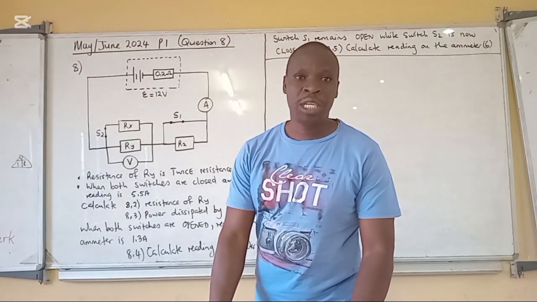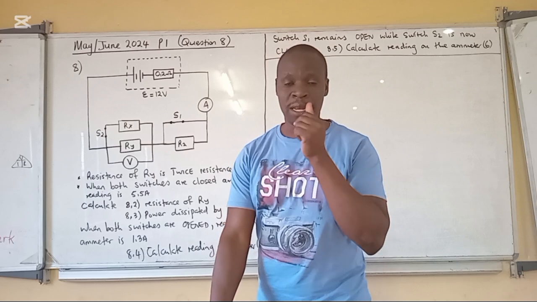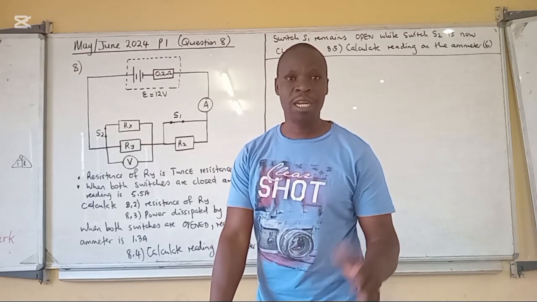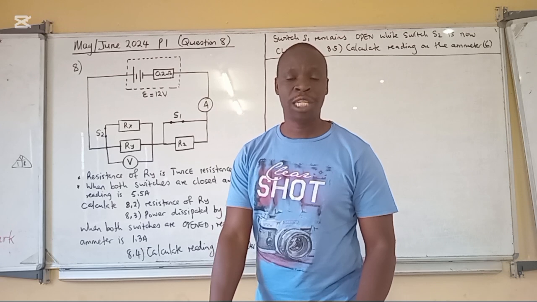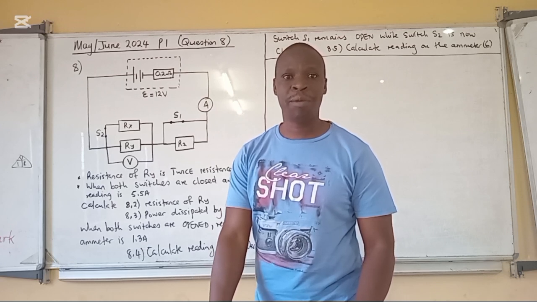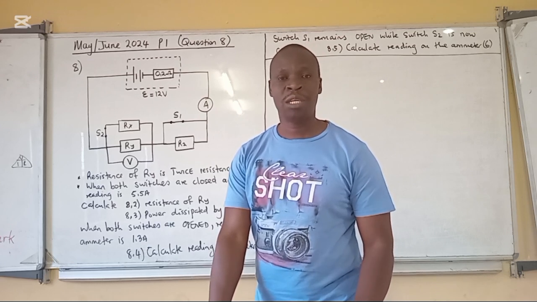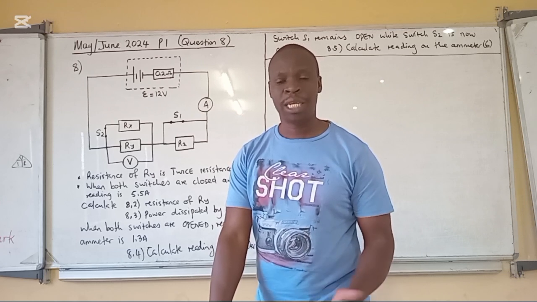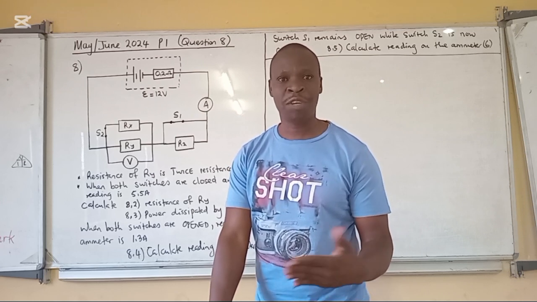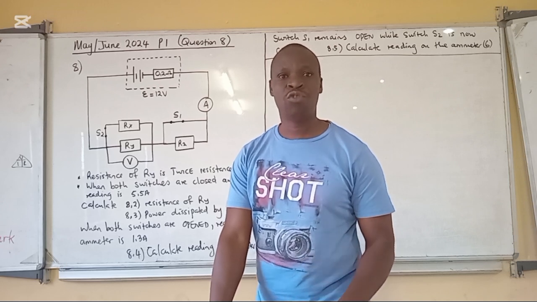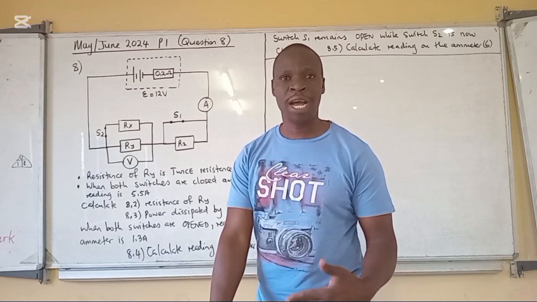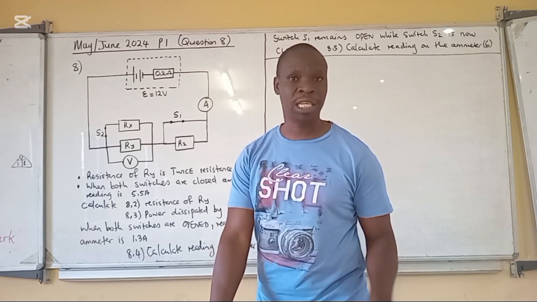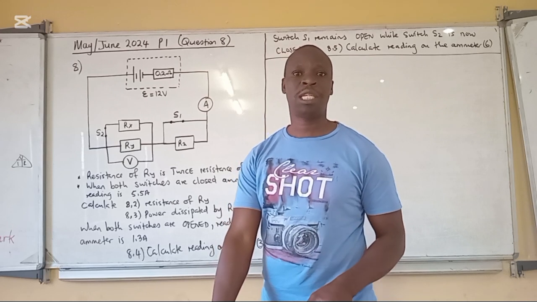May-June 2024 paper 1, question number 8. This is the electricity question that was written in June. It's a national paper for the supplementary. It was a bit challenging question because it had so many unknown values. But I hope after this presentation, you are going to have a bit of light and a better understanding of how we deal with such a question. Sit back and relax.